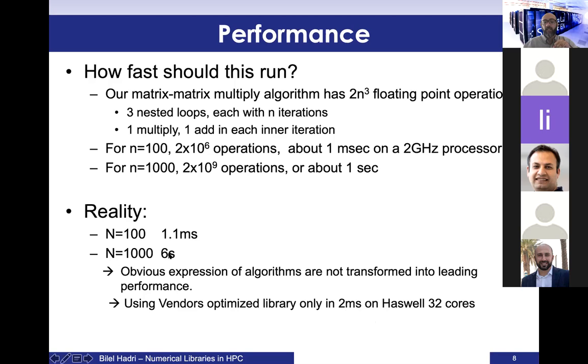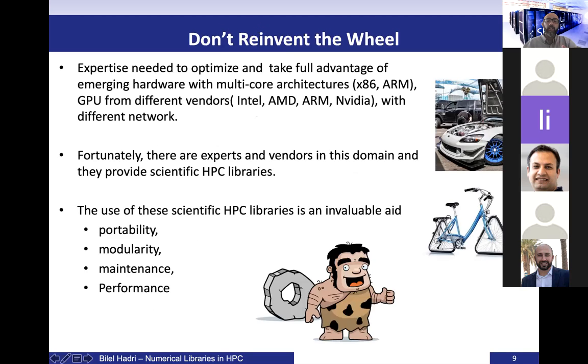So you see the difference from 6 seconds to 2 microseconds on Haswell. So as I said, don't reinvent the wheel. This is kind of the motto. So we are here because of how you will take advantage of the new CPUs. It can be Intel, ARM, AMD, NVIDIA, and within the different networks, it will be a nightmare. So that's why, as I said earlier, you have people who are experts and dedicated their research to optimizing this. So what will it provide you? Portability, modularity, and you will be more productive for maintenance and performance. Okay.